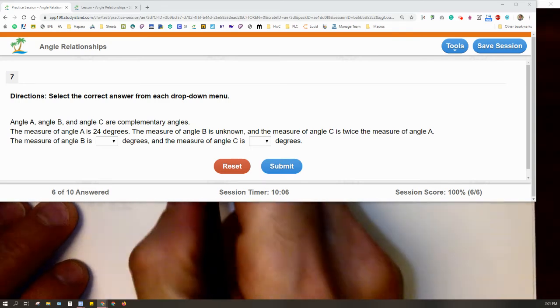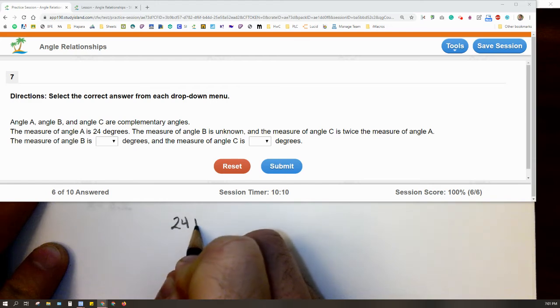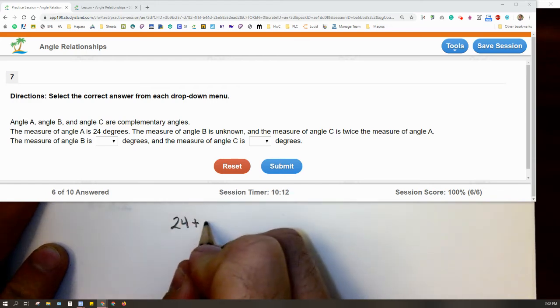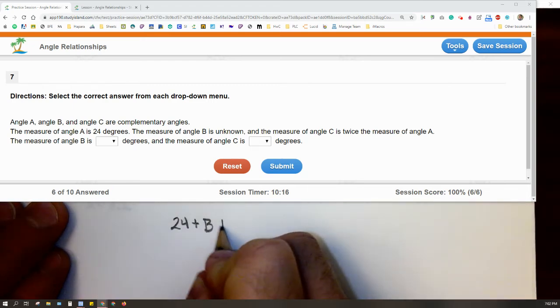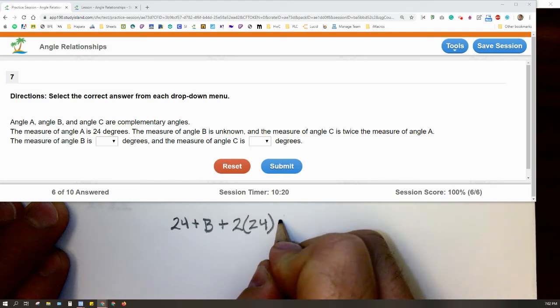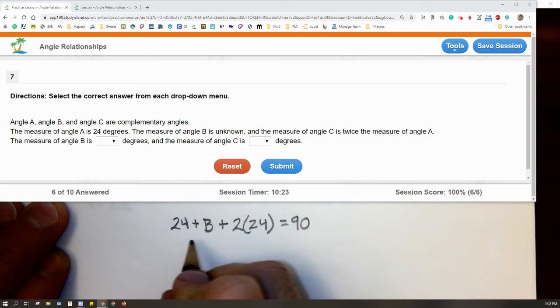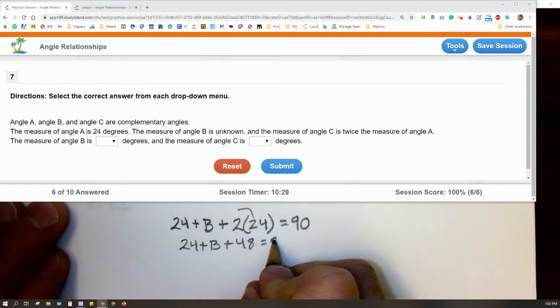All right, so here we go. We've got angle A, which is 24 degrees. So 24 plus angle B, which is unknown. I'll just call that B for now. I was going to call it X, but I'll just stick with B. Plus twice the measure of angle A, which is 2 times 24, equals 90 degrees because they're complementary. So we've got 24 plus B plus 48, because 2 times 24 is 48, equals 90.